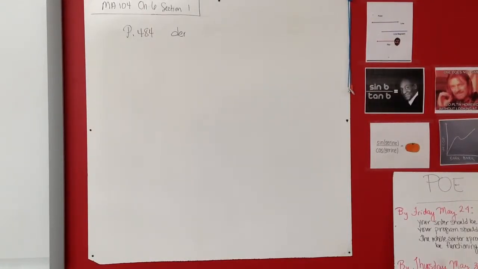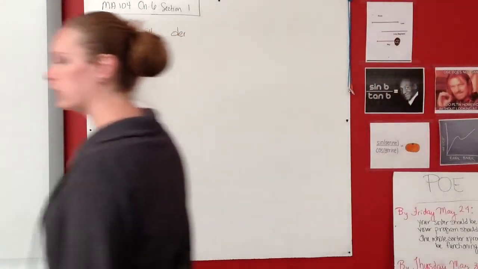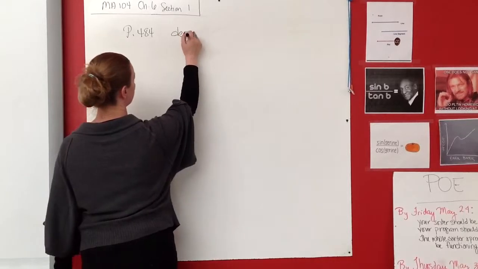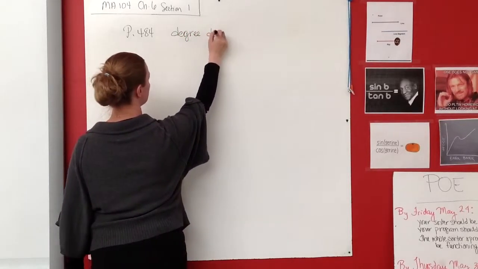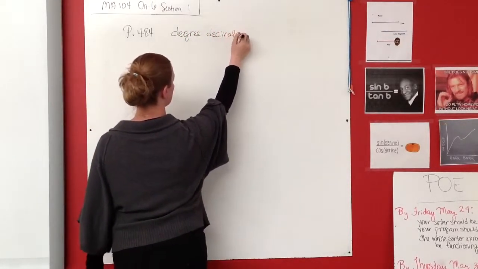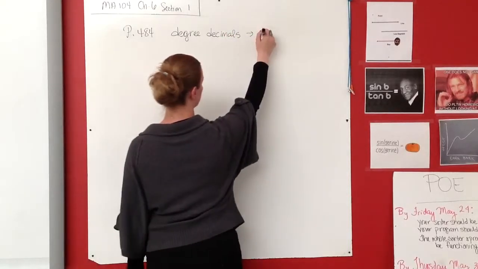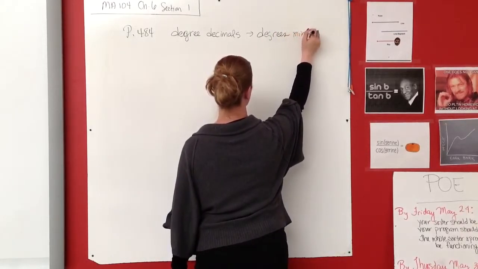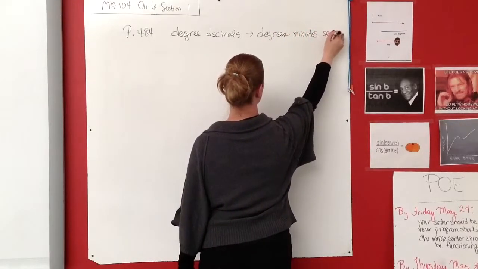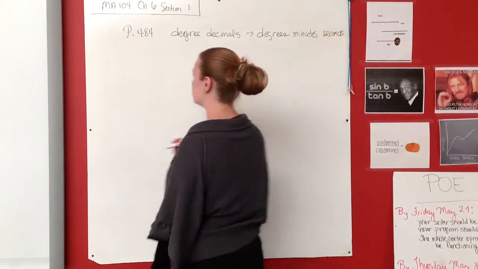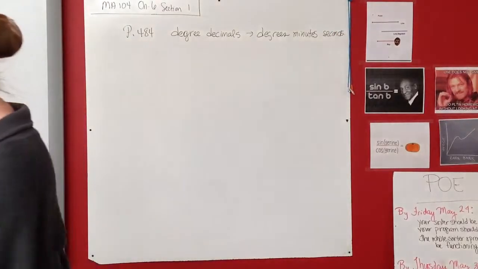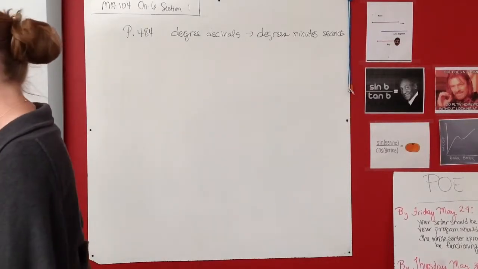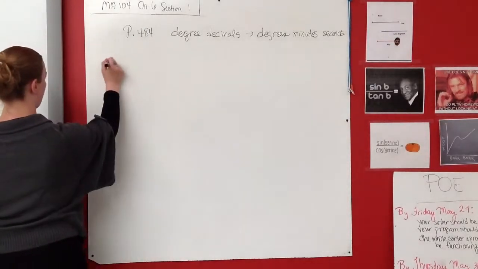All right, the rest of section 1 begins with a discussion on page 484 about how to go from degree decimals to a measurement system called degrees, minutes, seconds. And there are two examples on page 484 that I think are pretty self-explanatory. Example 5 and example 6. You shouldn't have too much trouble with that.